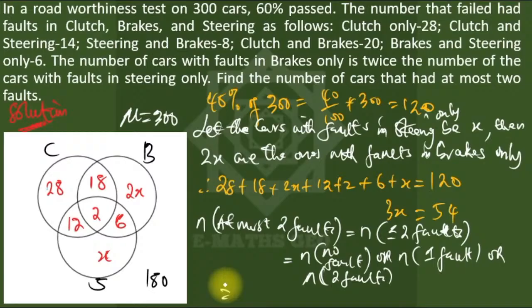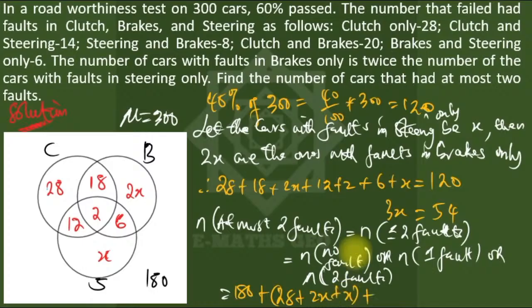So no faults, 180. So we have 180 plus 1 fault. So 1 fault here means either clutch, brake, or steering. So which is 28 plus 2x plus x. These are 1 fault, either that had a fault in clutch, brakes, or steering. So that's why it's 28 plus 2x plus x.